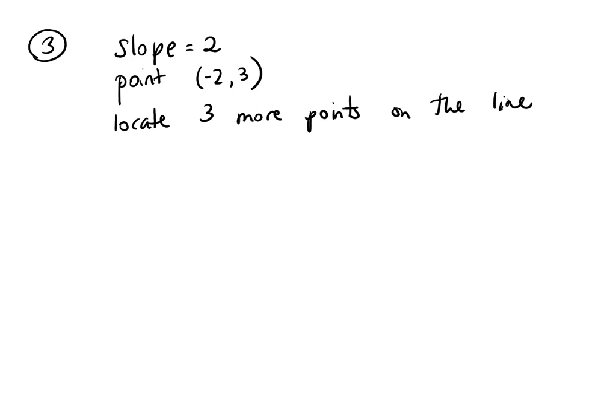Question number 3 asks us to locate 3 more points on the line if we are given the slope and the point. So I know that you can do it just by graphing it and identifying the points, but I'm going to do it algebraically. I want to just point out that when we know the slope and it's given as a whole number, you can always write whole numbers as fractions.